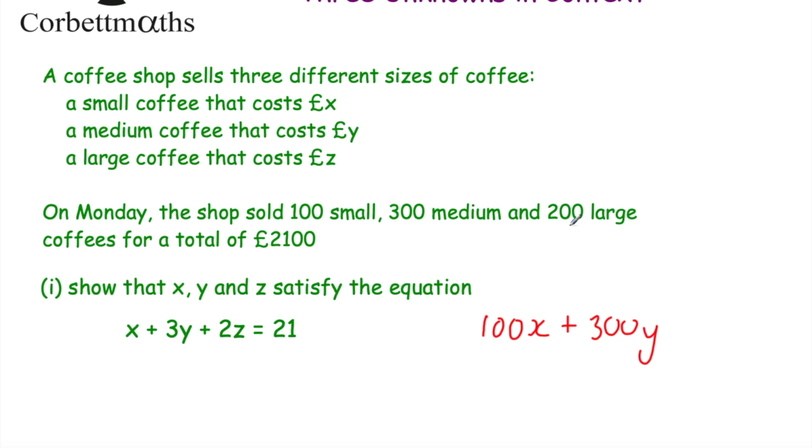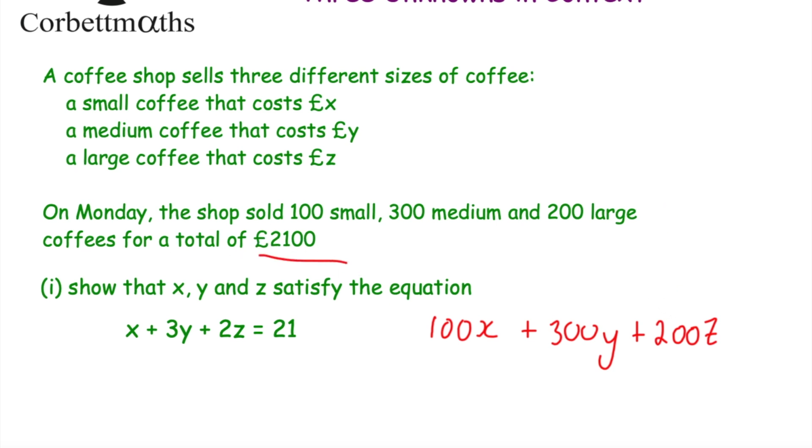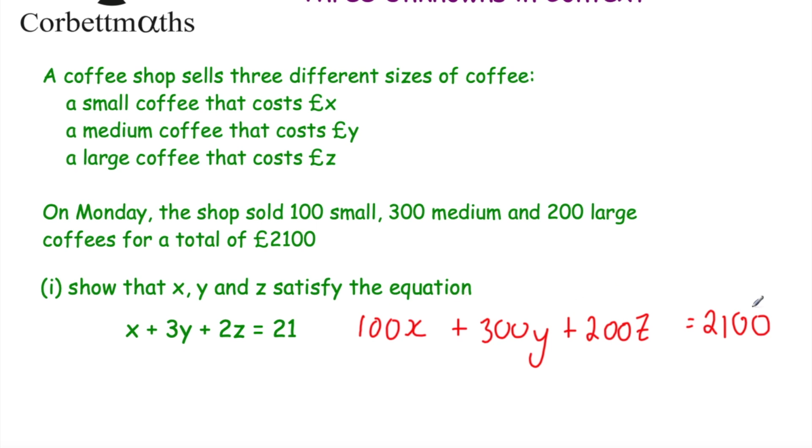Now we also need to consider the large coffees. 200 large coffees were sold and they cost Z pounds each. So we would do 200 times Z to find the cost of those large coffees, so plus 200z. That would tell us the total cost of 100 small, 300 medium and 200 large coffees. But we're told in the question that they cost a total of £2,100. So that means this will equal £2,100. That's fantastic. We've now created an equation.